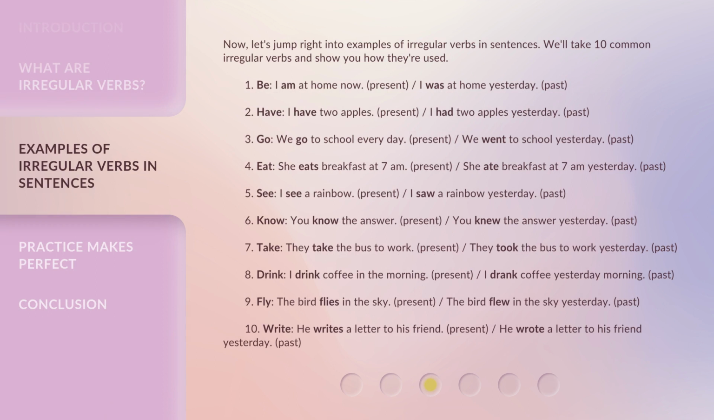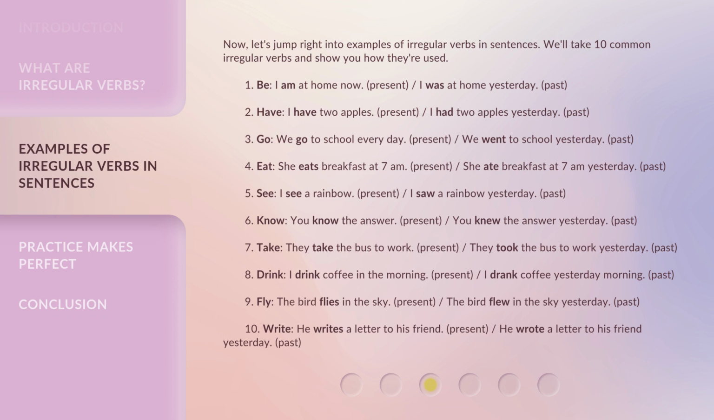Now, let's jump right into examples of irregular verbs in sentences. We'll take 10 common irregular verbs and show you how they're used. 1. Be. I am at home now. Present. I was at home yesterday. Past. 2. Have. I have 2 apples. Present. I had 2 apples yesterday. Past. 3. Go. We go to school every day. Present. We went to school yesterday.